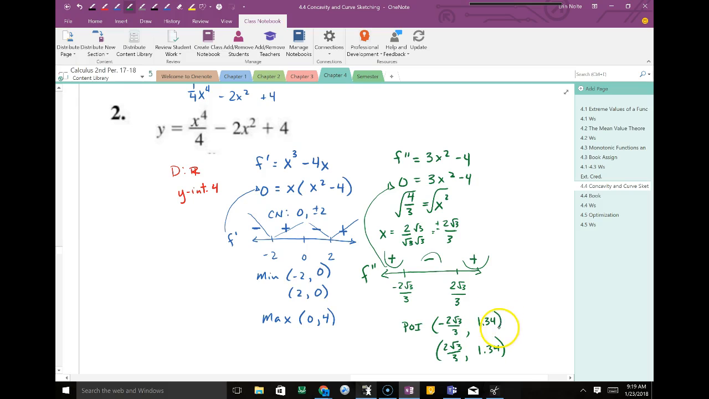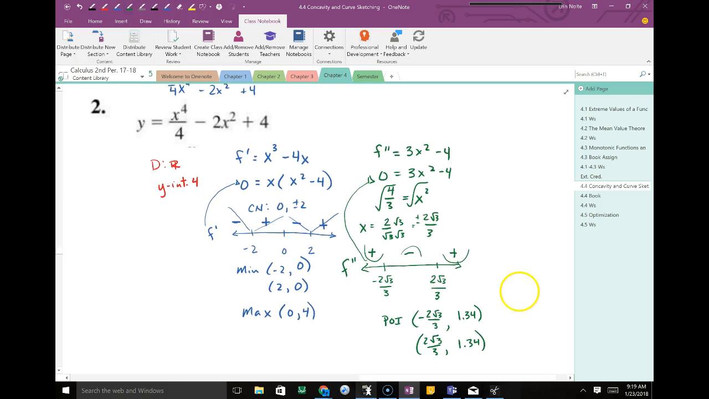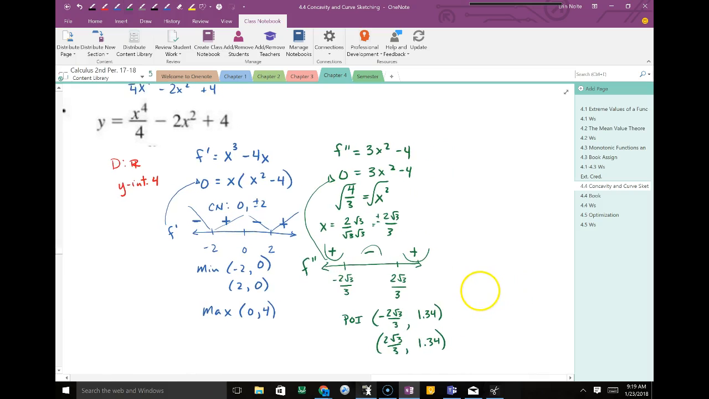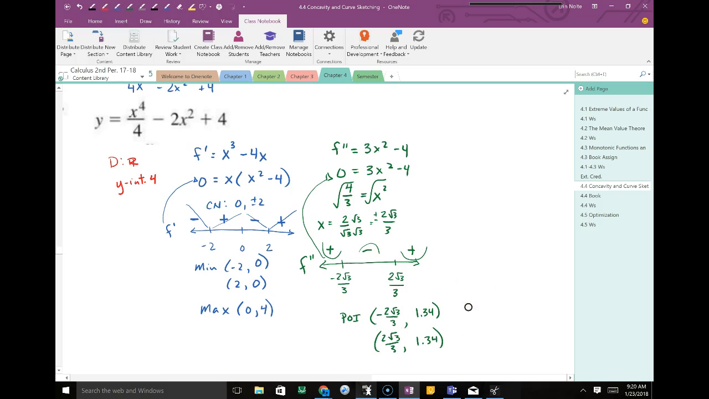They're not nice, are they? I get them and go, no problem. That's why I use a calculator. All right, so we got all of our information here. Now we're going to take it and we're going to plot it. Everything we've mapped out, we're going to plot.